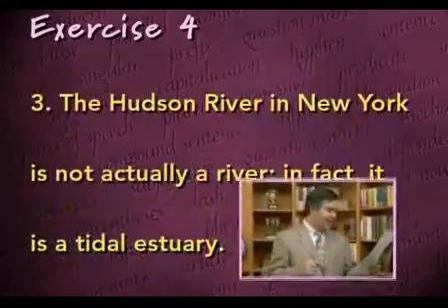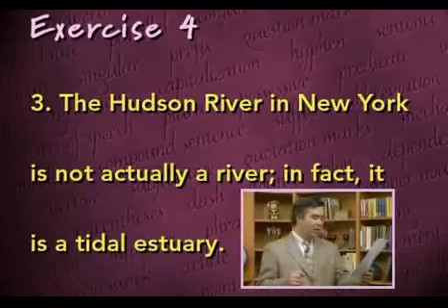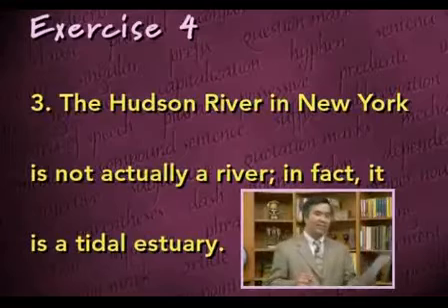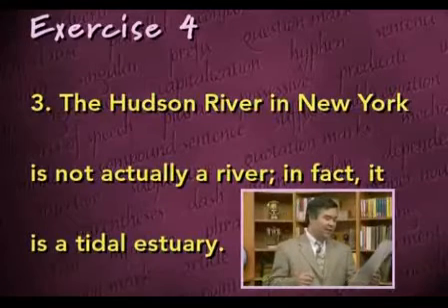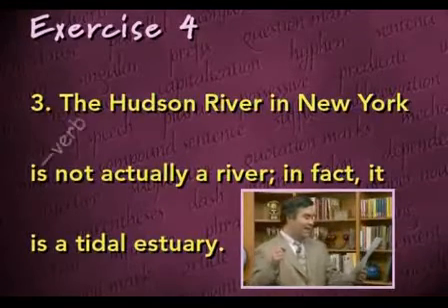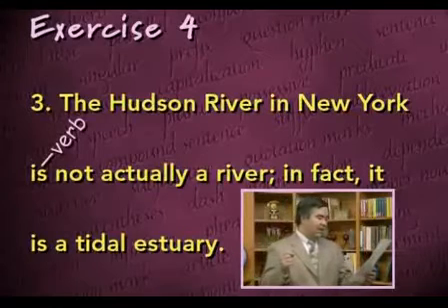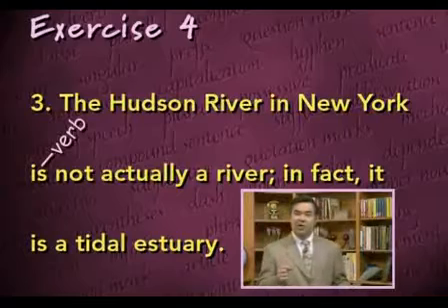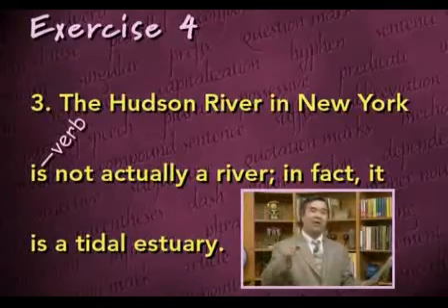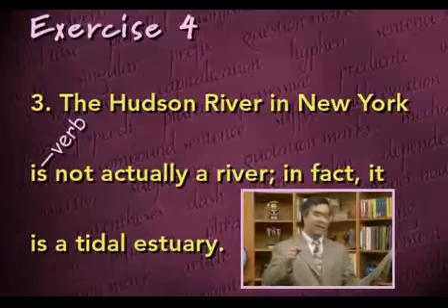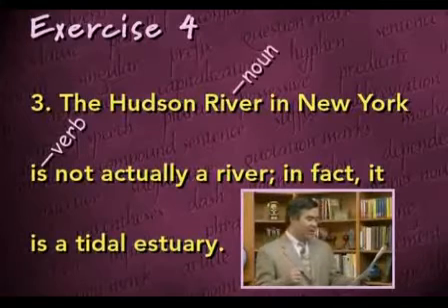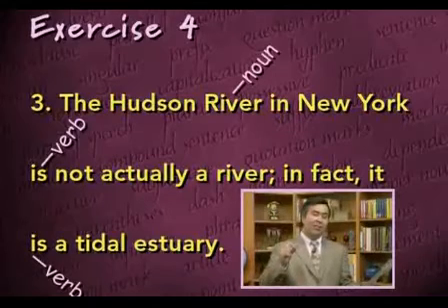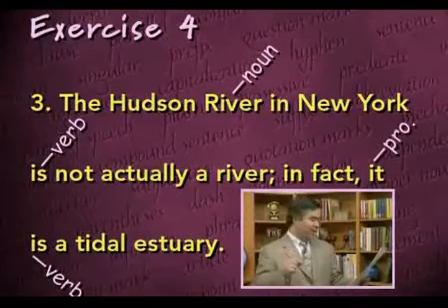Let's look at the next sentence. The Hudson River in New York is not actually a river. In fact, it is a tidal estuary. Two verbs in this sentence. The first one is is, and the subject is river. The entire first clause is talking about what the Hudson River is. So river is the noun which is the subject of the verb is. The second verb is also is, in the second clause, and the pronoun it is its subject.